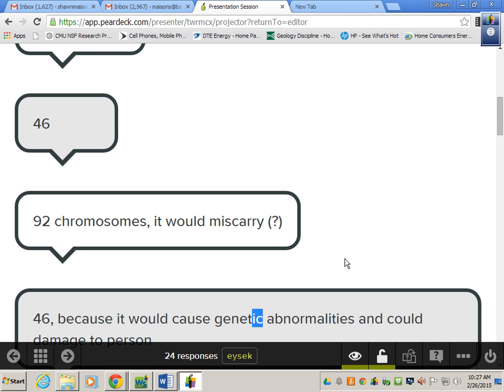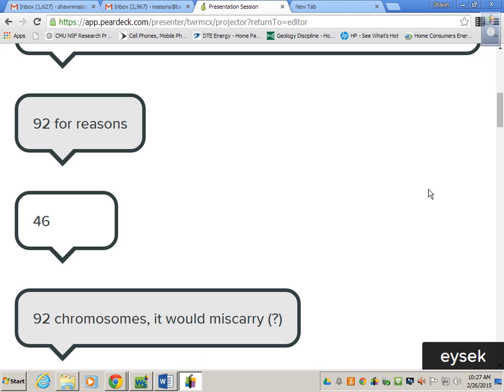Well, if you never were able to get back to half of your number of chromosomes in sperm and egg, eventually you just keep doubling the number of chromosomes you have, and that's impossible. That's exponential. That doesn't work.